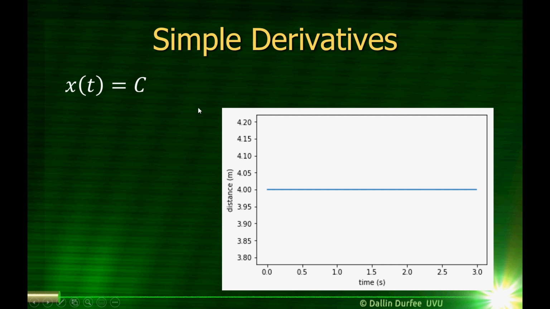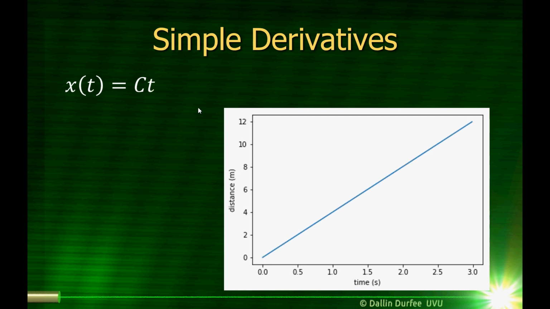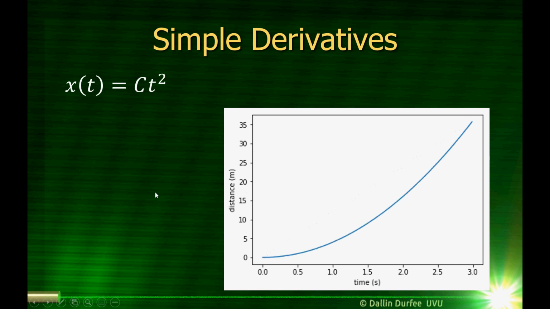That would be zero velocity, right? It's not moving. So the derivative of a constant is just zero. Now let's imagine a straight line. x is equal to c times t, all right? The slope of that line is just c, so the derivative of that is just c. So the velocity of my car, if the car is traveling such that x is equal to c times t, its velocity at all times is just c. It's just the slope of the line. So the derivative of a constant times t is just the constant.